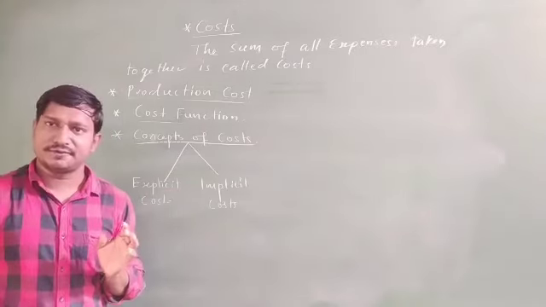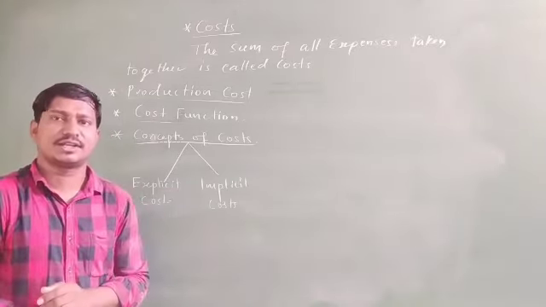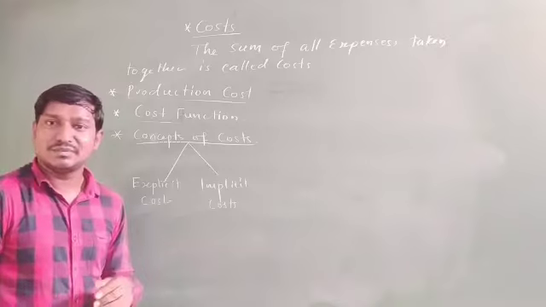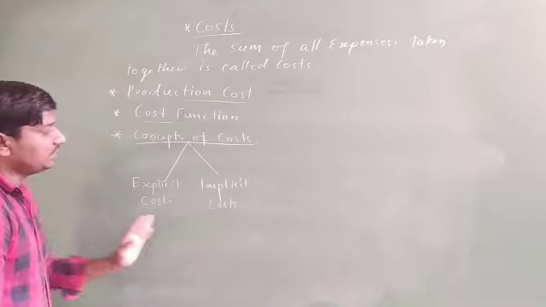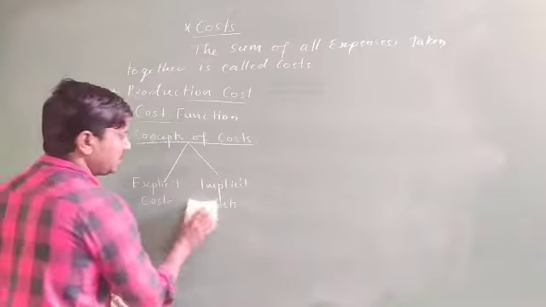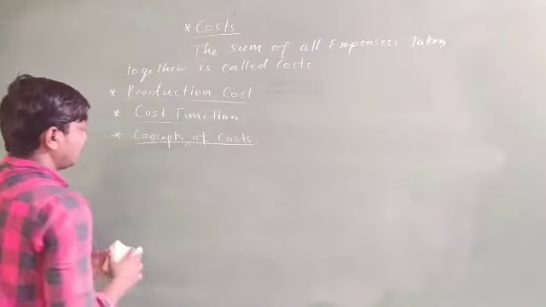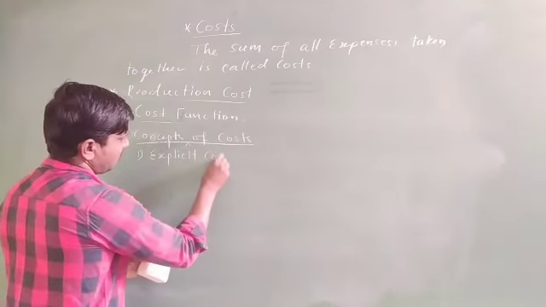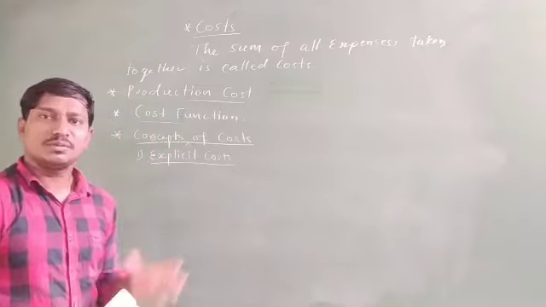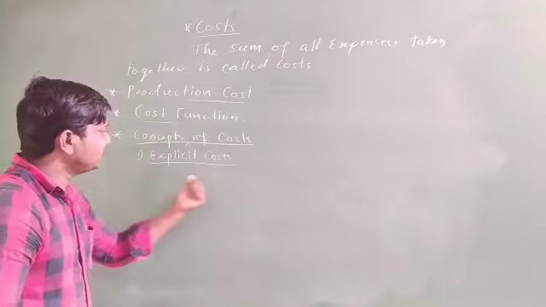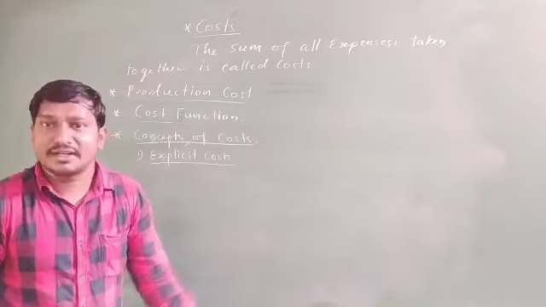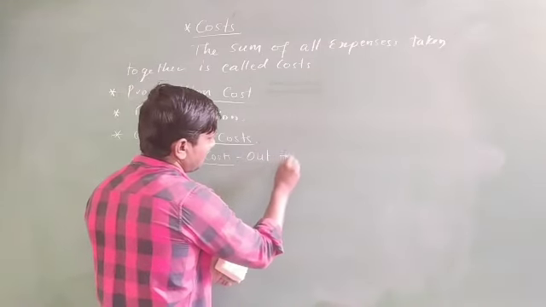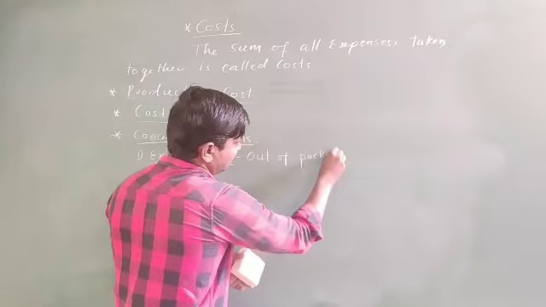So how are these two different, or whether these two are the same or different in the production? Well, here these two are totally different. These are not similar. These are totally opposite. So how are these two opposite? Let us see one by one now. Firstly, the explicit cost. What is the meaning of explicit cost? Friends, explicit costs are the out of pocket costs, or these are also called out of pocket costs.